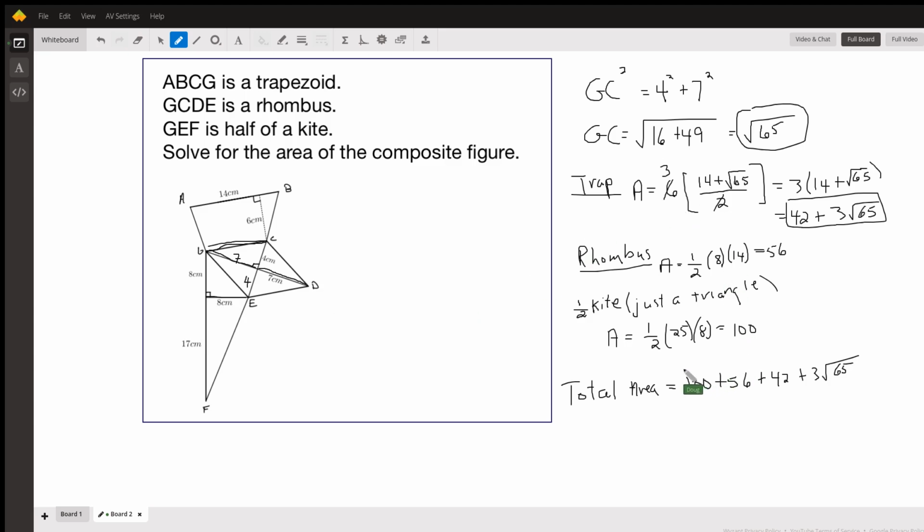Add all those areas together. Of course, if you want an exact answer, you've got to leave the 3 radical 65, but you can add the 100, the 56, the 42 to get your exact answer.